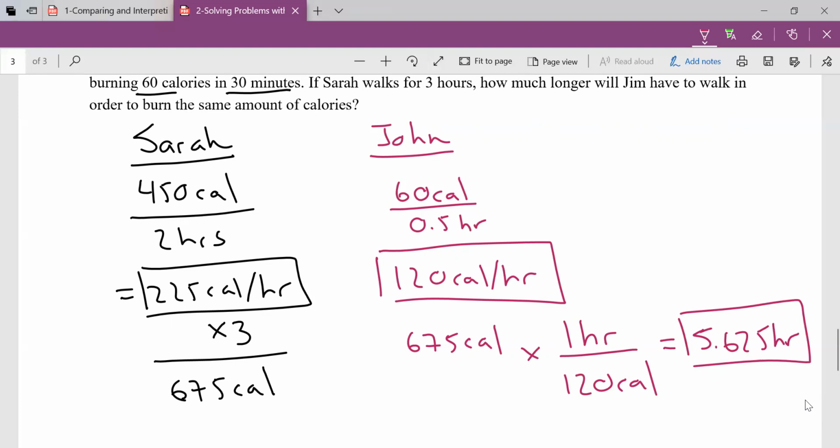Okay, so again, there it is, some more unit rates and just doing some analysis. I hope that helped.